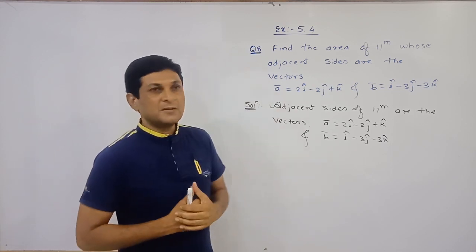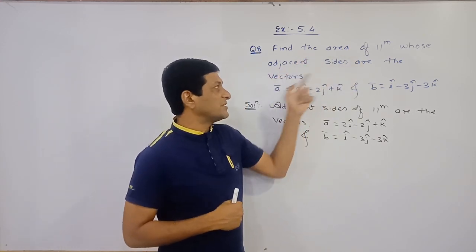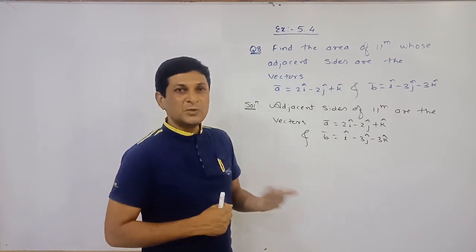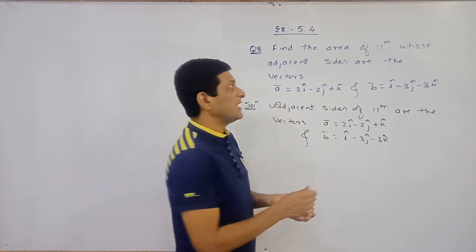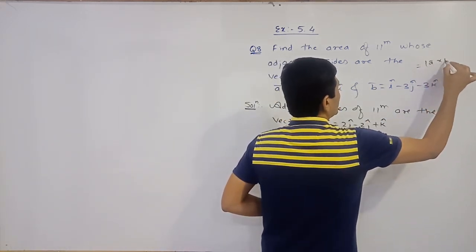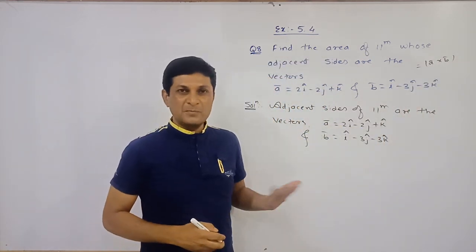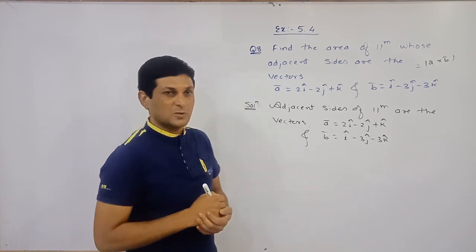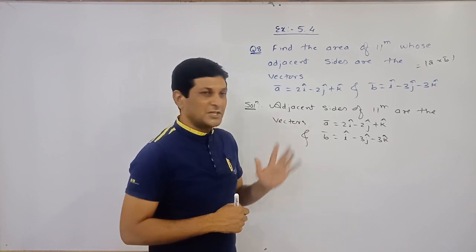In this example number 8, we have to find out the area of a parallelogram whose adjacent sides are represented by two vectors a bar and b bar. And we know that if adjacent sides of a parallelogram are represented by two vectors a bar and b bar, then its area will be equal to the magnitude of a bar cross b bar. Applying this formula, we are able to find out the area of a parallelogram if a bar and b bar represent what? Adjacent sides of a parallelogram. So here adjacent sides of the parallelogram are given to us.